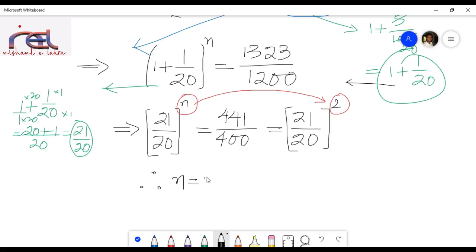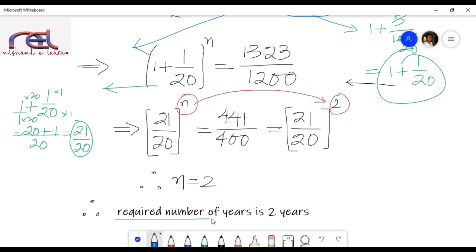Right, I hope you have understood this. n is equal to 2. We don't have to simplify it any further. We just have to find the value of n. And here we have found that n is equal to 2. Therefore, the required number of years is 2 years. n is equal to 2.